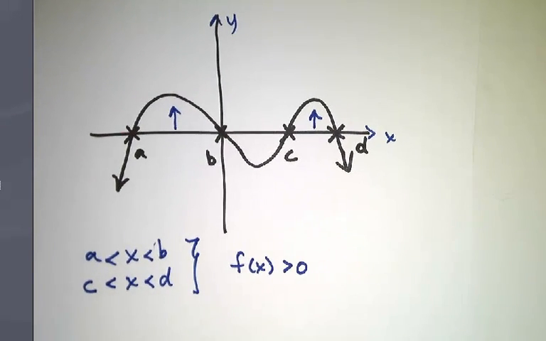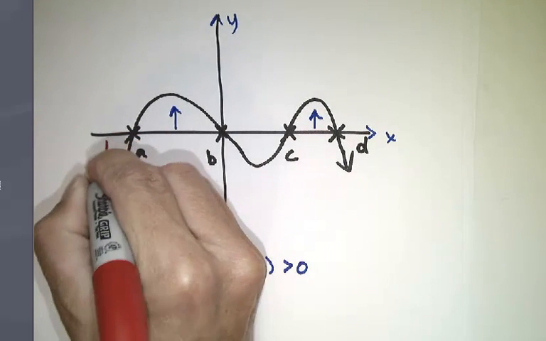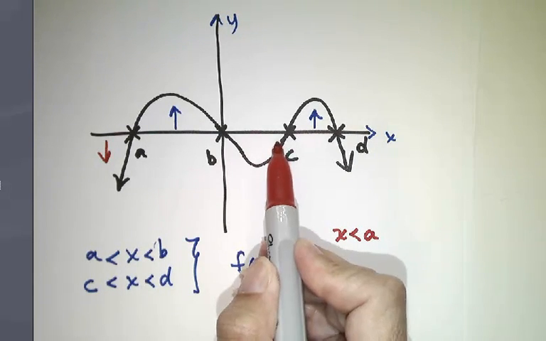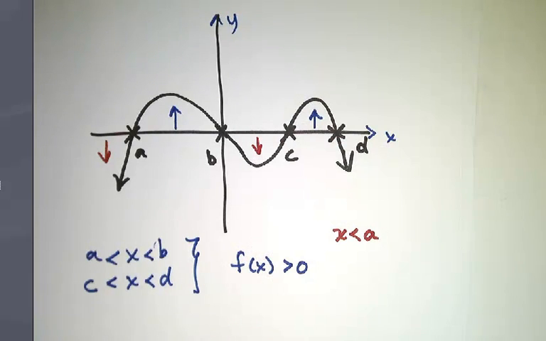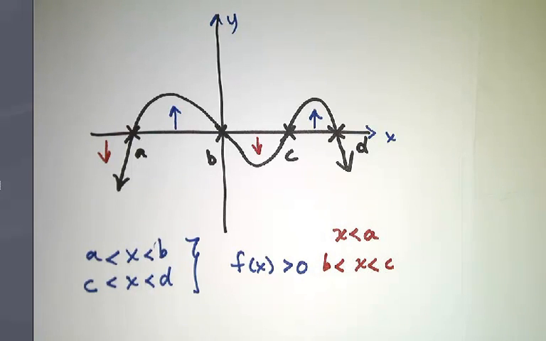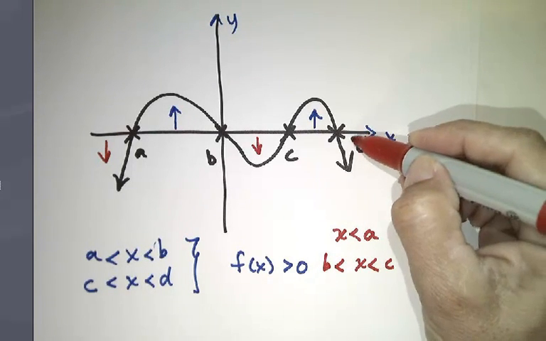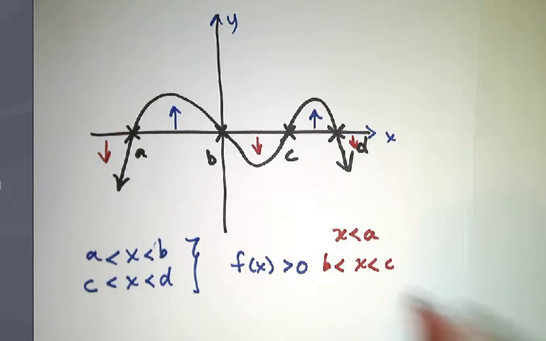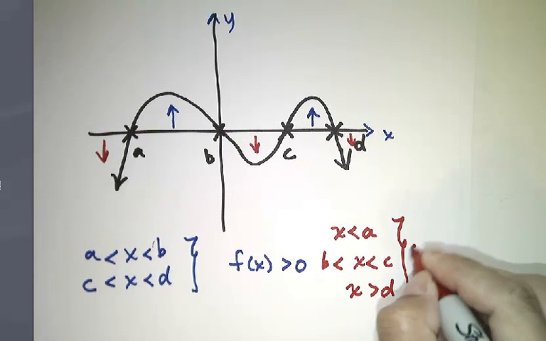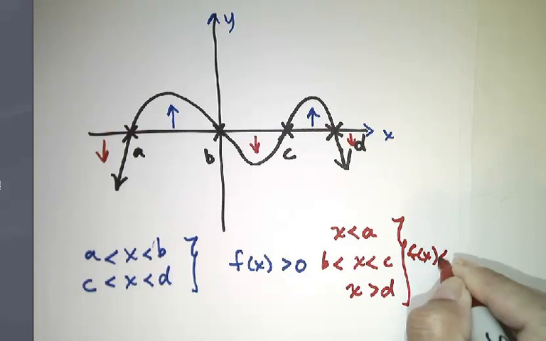Okay, let's see about my negative values. We see everything to the left of A, my function is going below the x-axis. So x less than A. Between B and C, my function sits below the x-axis. So x less than C, bigger than B. And from D on, my function sits below the x-axis. So for x greater than D. For those values, my function is negative.